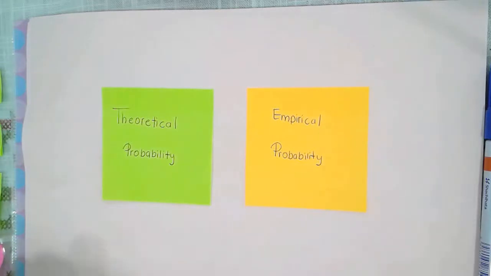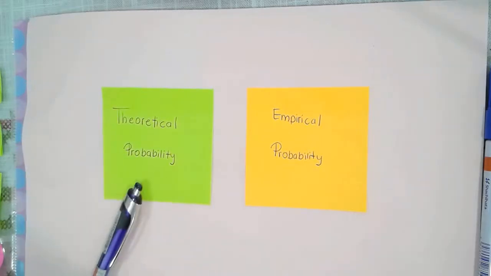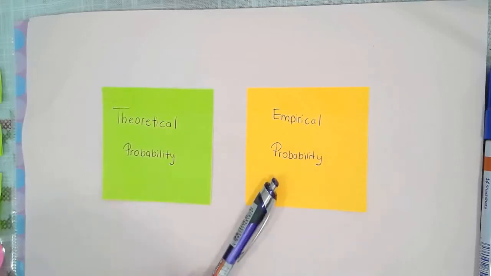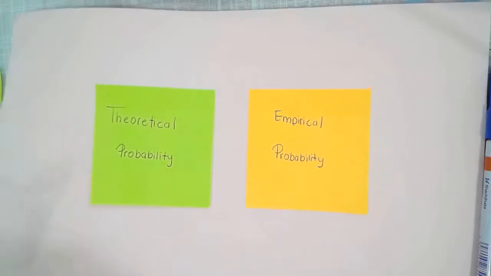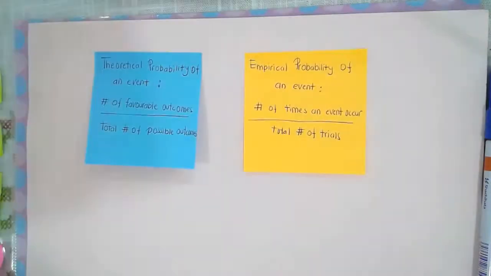Welcome back. In this video, I will show you two types of probability. The first one is the theoretical probability and the second one is the empirical probability. Let us start with the definition for both probabilities.